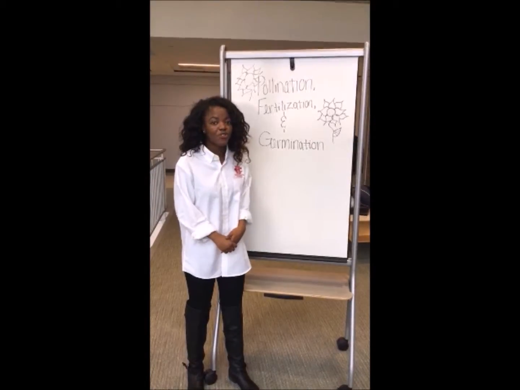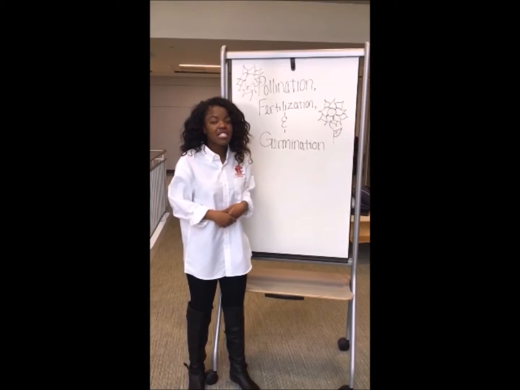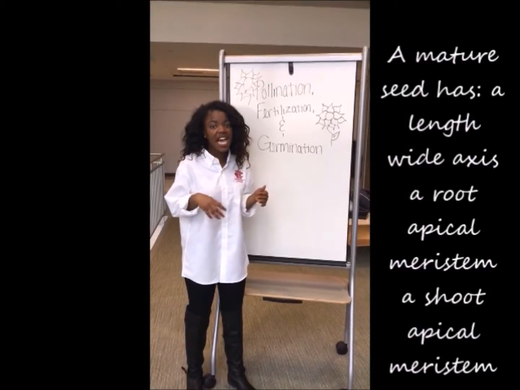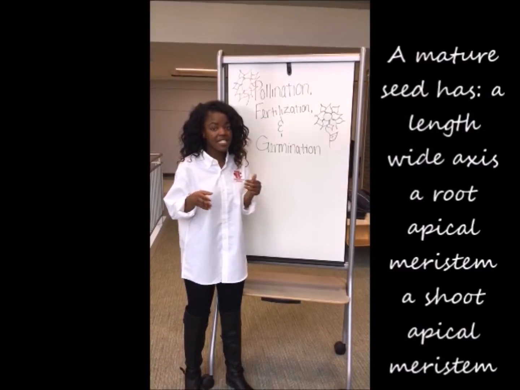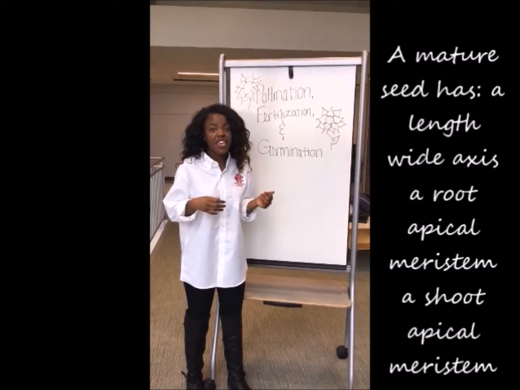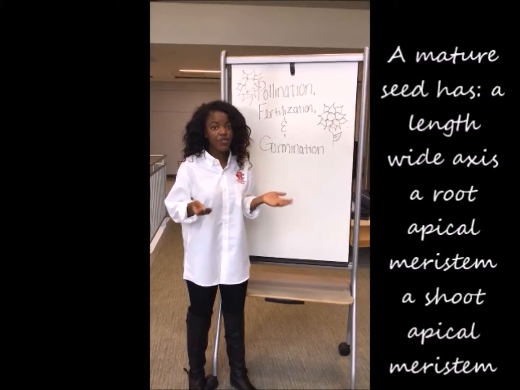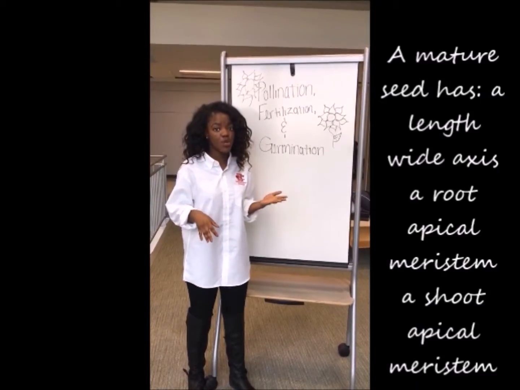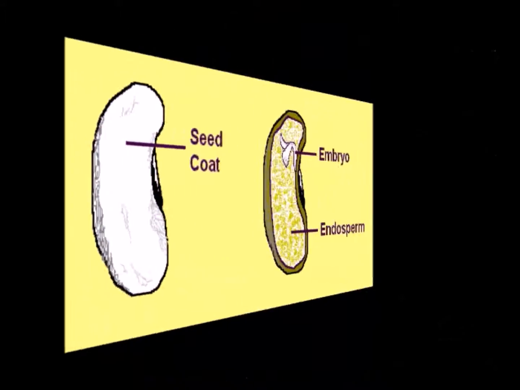A mature seed is an ovule. A mature seed also has a protective seed coat. The embryo of the seed has a lengthwise axis. Additionally, the embryo has the beginnings of a root called a root apical meristem at one end and a shoot apical meristem at the other end.